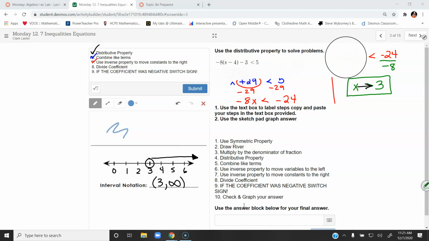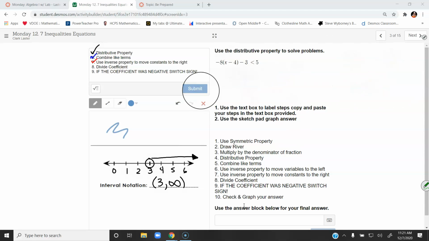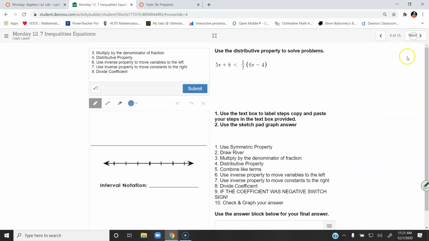I'm going to do one more for you guys, and then I'm going to leave the rest of them up for you. We did these all in class today, so hopefully this will get you some practice too. I'll hopefully be seeing you guys on Desmos working out these problems. I have kind of skipped a step here. The first thing I did is I wrote down my steps.